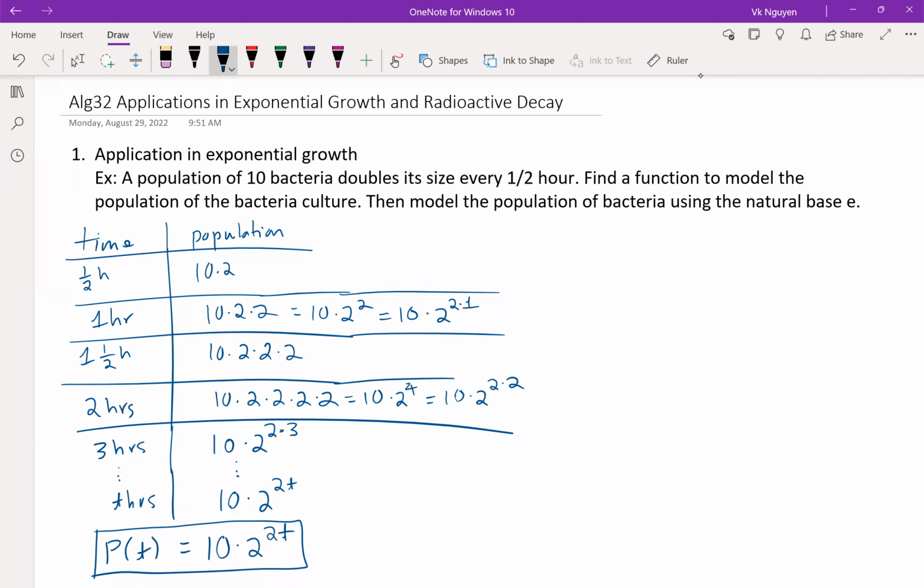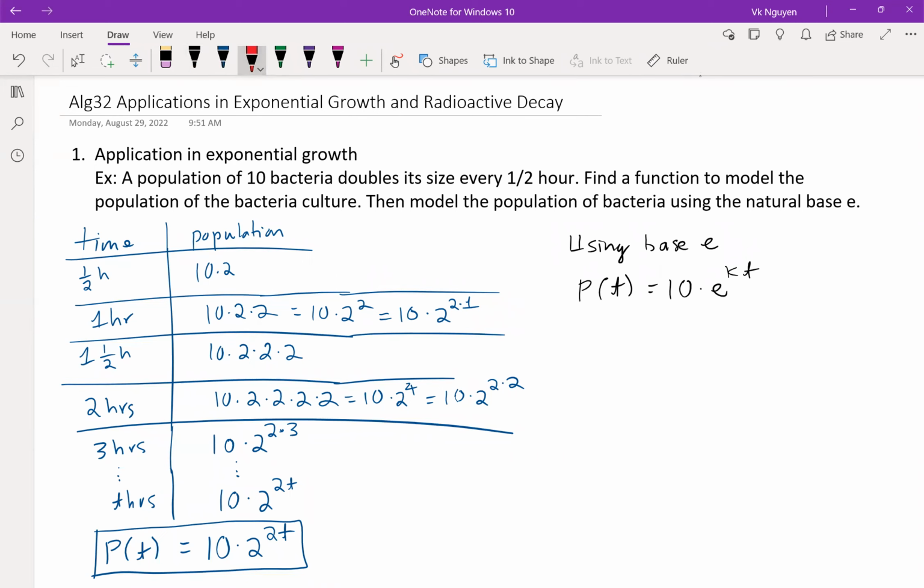We can also use base e, right? The base here is 2. Where we use the base e, P(t) would be 10 times e, well, it will no longer be to the power 2t. It's going to be some power kt. We need to solve for k. We can use the table here.